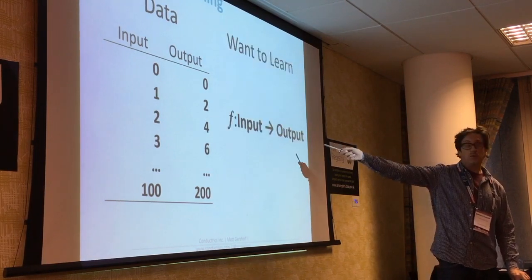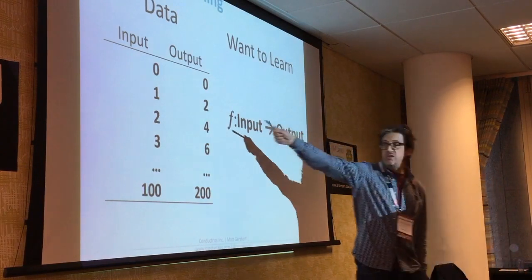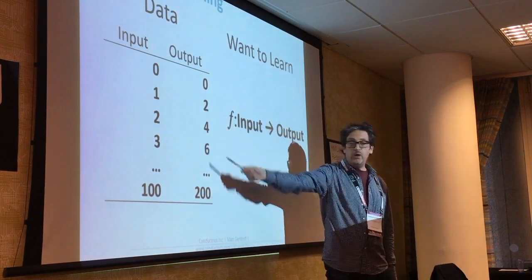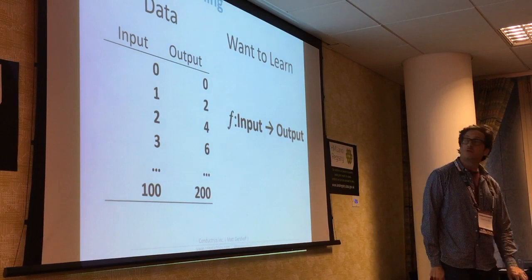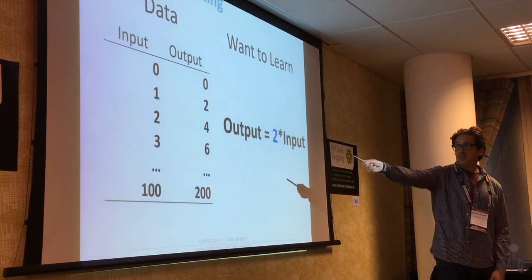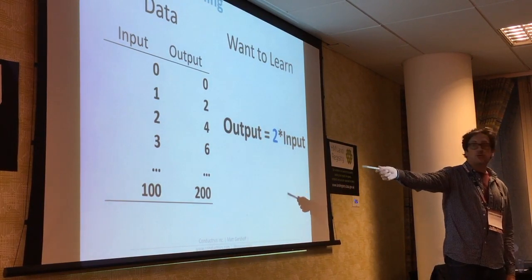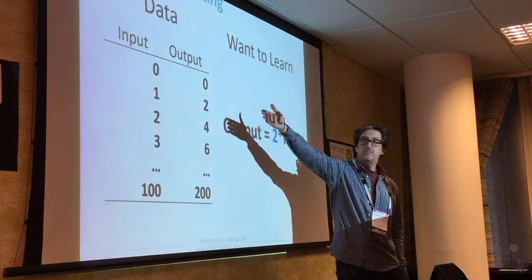Okay, so this is what we want to learn, this mapping. Here I have this big table, a big lookup. But I want to learn a rule. I want to learn a function, a relationship. In this case, you could have probably done that mentally. I just multiplied by two.